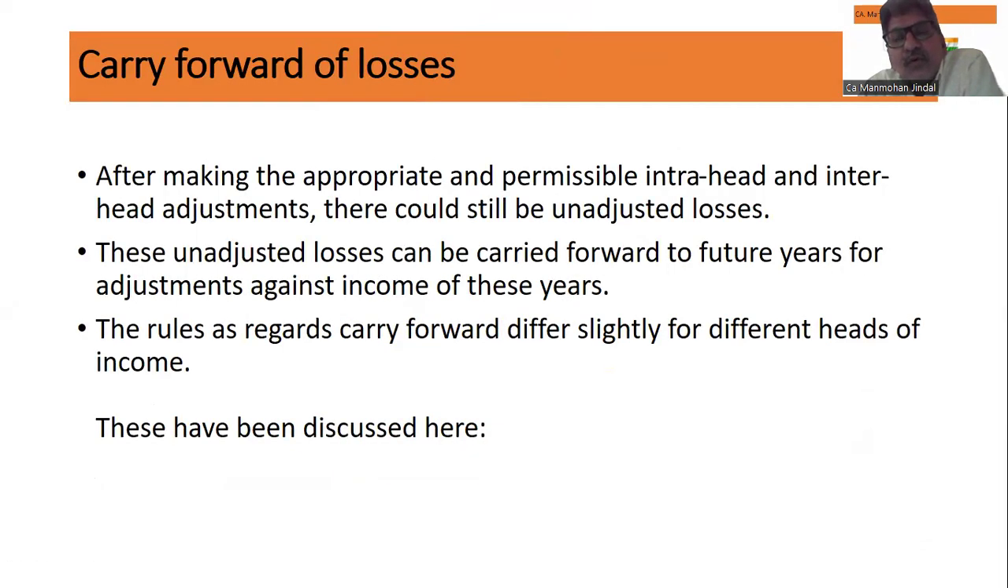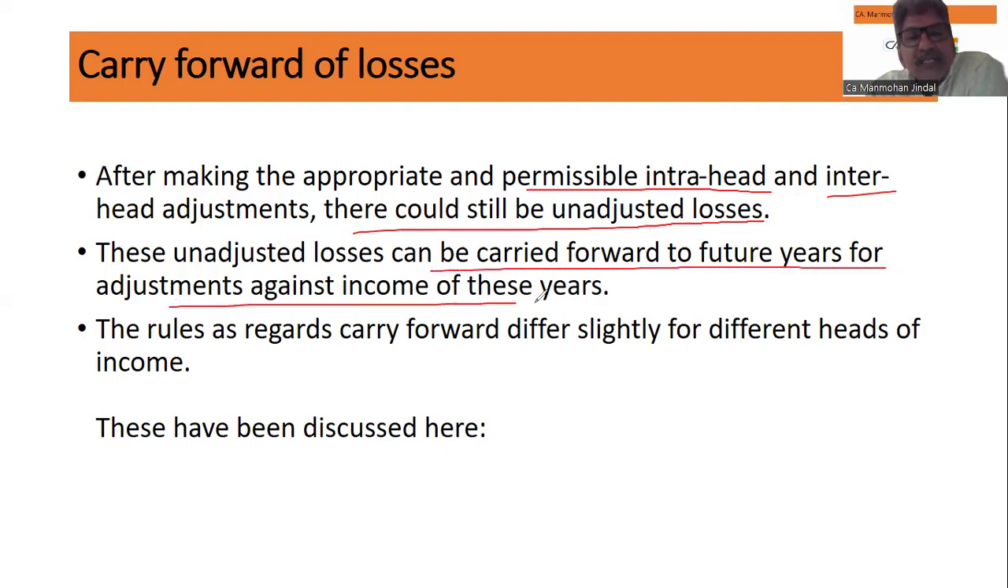So if the loss is not adjusted in that year, that can be carried forward. Even after permissible intrahead and interhead adjustment, there could still be unadjusted losses. These unadjusted losses can be carried forward for future years for adjustment against the income of the coming years. The rules for carry forward differ slightly for the different heads of income. So what are they?